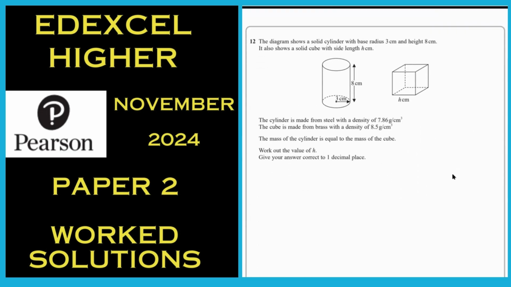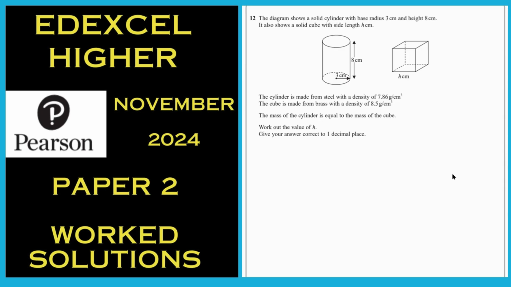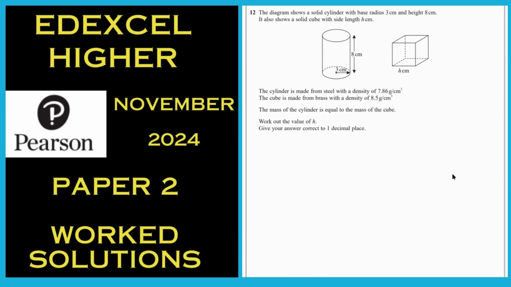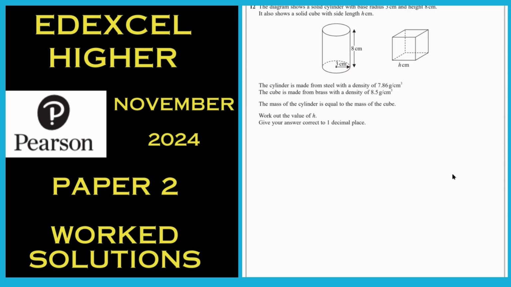On to number 12. Quite a bit that can go wrong in this one, if I'm honest. First of all, they start waffling about densities, etc., etc. Get it written down. Density, mass, and volume. The volume of the cube is h times h times h.